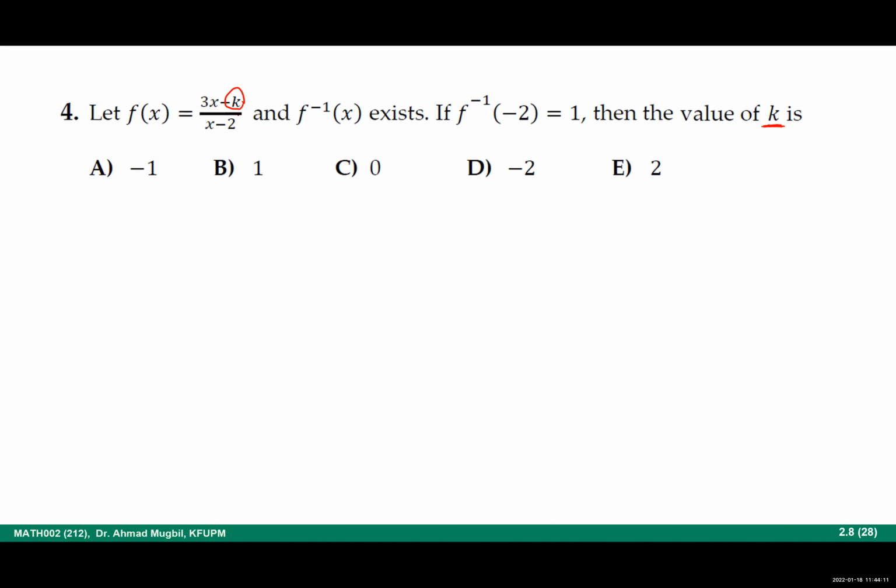You got an answer? MashaAllah, tabarakallah. What is it? 1. Yeah. How did you do that? That's quick, mashallah. What did you do, Abdulaziz? By the definition of the inverse, f of 1 equals -2. So in f of x, replace f of x with -2, and replace x by 1, and solve.